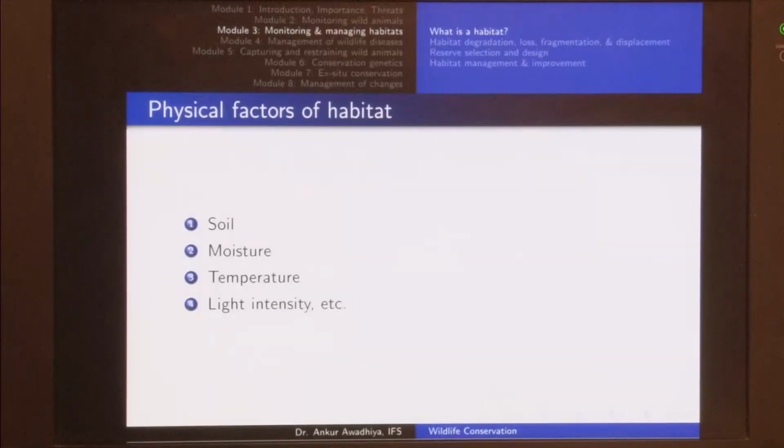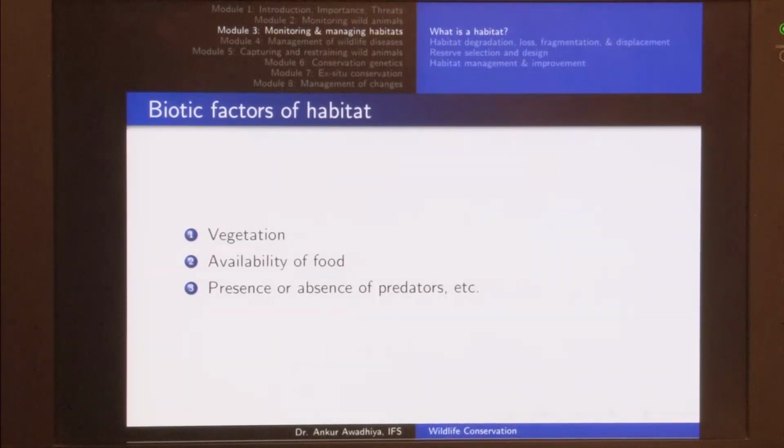Now, when we talk about the physical factors of habitat, we have things like soil: the amount of soil cover that the area has, the kinds of soils, whether it is black soil, red soil, lateritic soil, and so on. The level of moisture, is it too much, too little, or somewhere in between? Temperature, do we have extremes of temperatures or a more amiable temperature? The light intensity in that area. And when we talk about biotic factors of the habitat, we have things like vegetation, availability of food, presence or absence of predators, and so on.